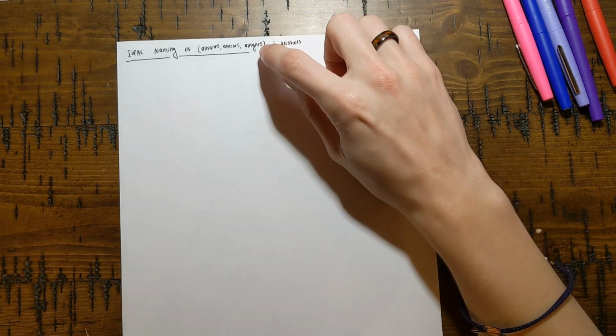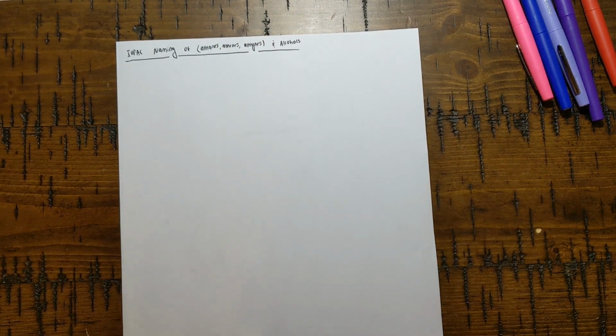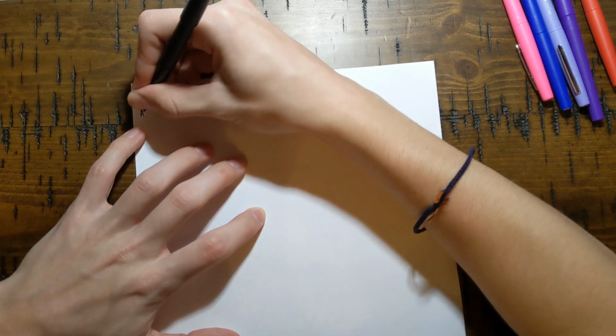Okay, so today we're going to be looking at IUPAC naming of alkanes, alkenes, alkynes, and alcohols. The reason I wrote it like this is because the main focus is going to be on alcohols, but I am going to talk about alkanes, alkenes, and alkynes briefly. So, alkanes.